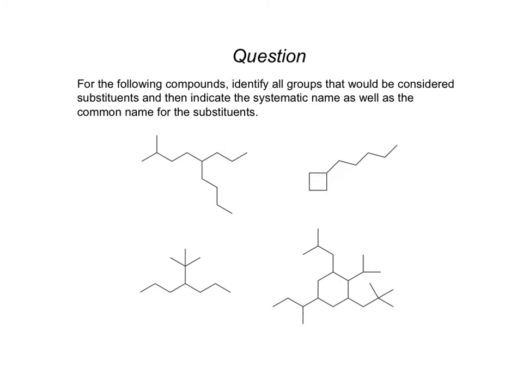Okay, so go ahead and take a shot at this one. I've got 4 different compounds here, and I want you to identify the parent chain, number 1, and then I want you to identify and label all of the substituents and name them off of the parent chain. All right, so go ahead, give this a try. Pause the video, and then restart to get the answers to this.